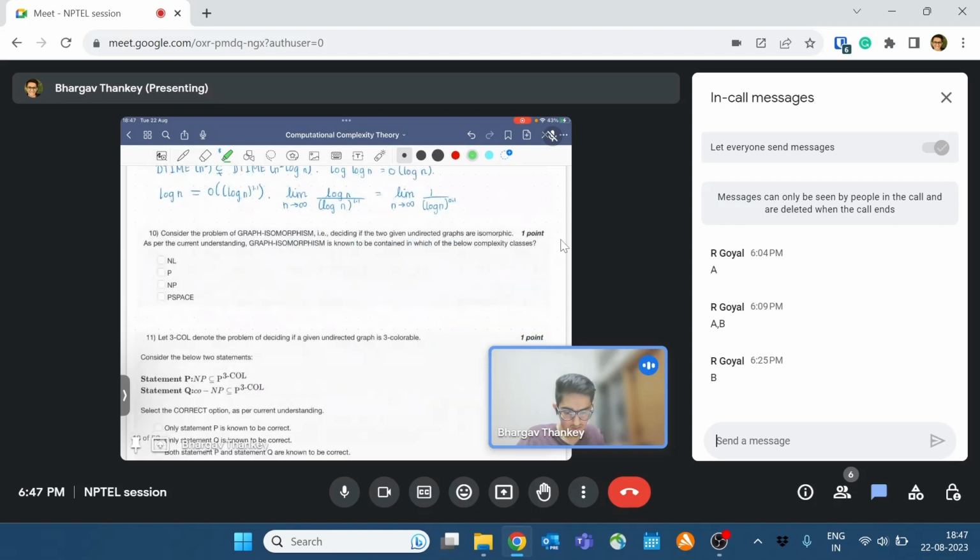Okay, so the next problem is: consider the problem of graph isomorphism, that is, deciding whether two given undirected graphs are isomorphic. As per the current understanding, graph isomorphism is known to be contained in which of the following complexity classes? The options are NL, P, NP, and PSPACE. So which of these are correct?